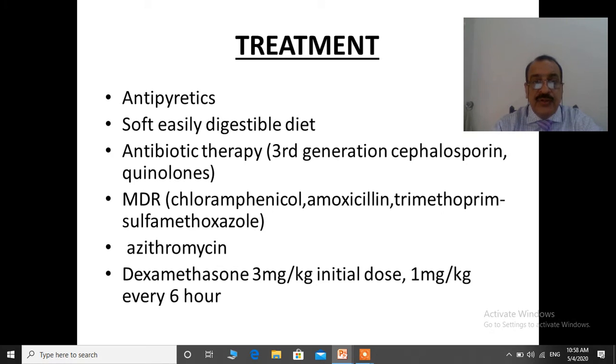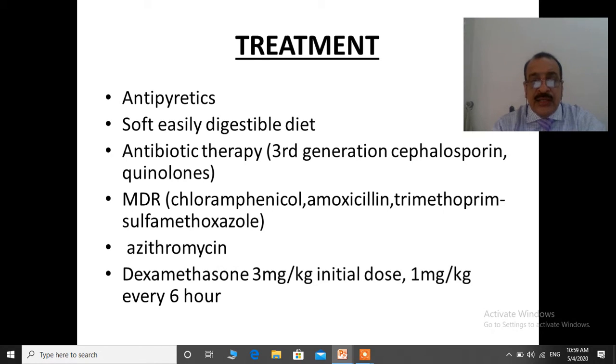Now, the treatment of this fever is supportive, and then, of course, the pharmacological treatment. The antibiotics are the mainstay of the treatment of this condition. We give antipyretics to the patient to relieve the fever, which may be paracetamol or ibuprofen, can be given orally. The patient should be given a soft, easily digestible and palatable diet.